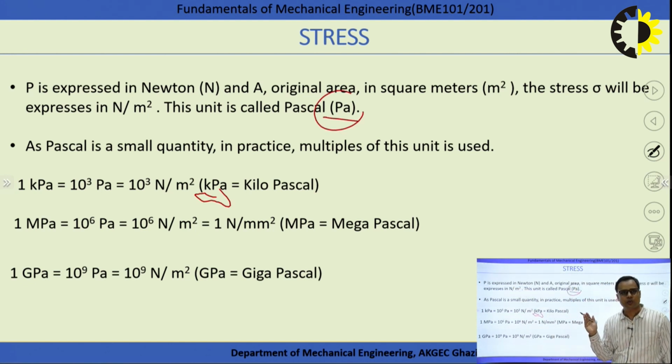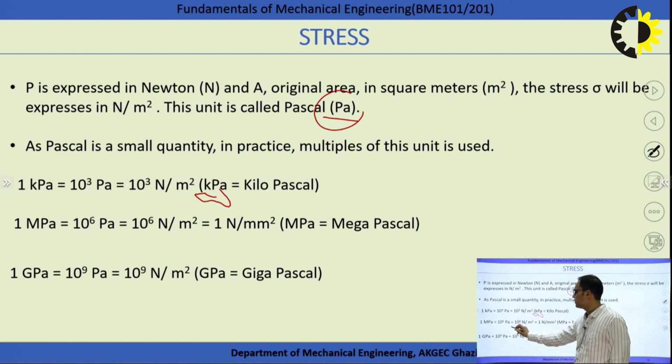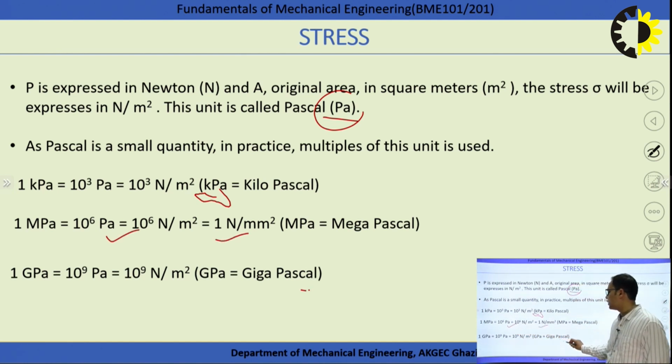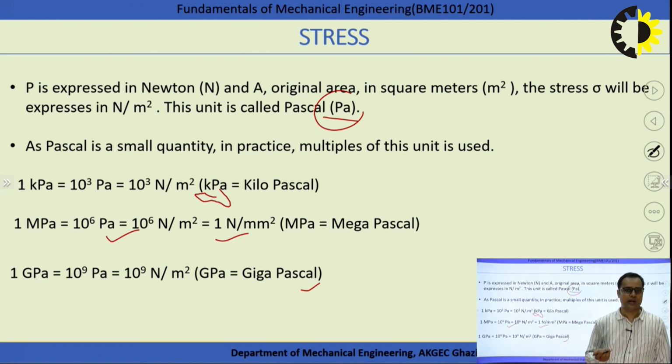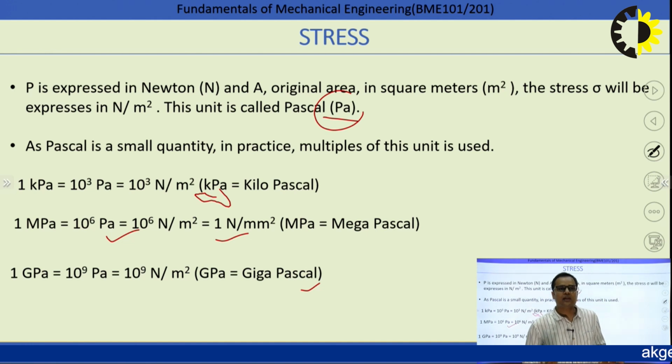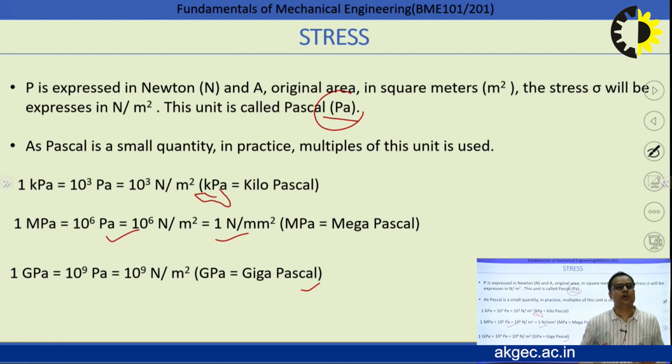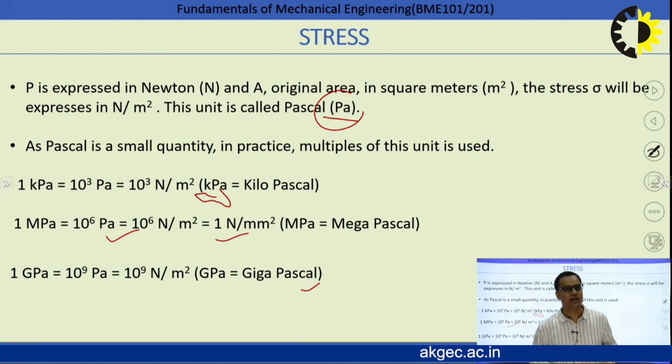Pascal is a very small unit, so generally the stress is represented in kilo, mega and gigapascal, and these are the notations for that. We can also convert into Newton per meter square, right? So it is a very simple concept. Stress is nothing else, it is the internal resistance force per unit cross section area. Whether it is compressive or tensile is coined based on the external load acting over the body. If the load acting is tensile, the stress produced will be the tensile stress. If the load acting is compressive, the stress produced will be the compressive stress.